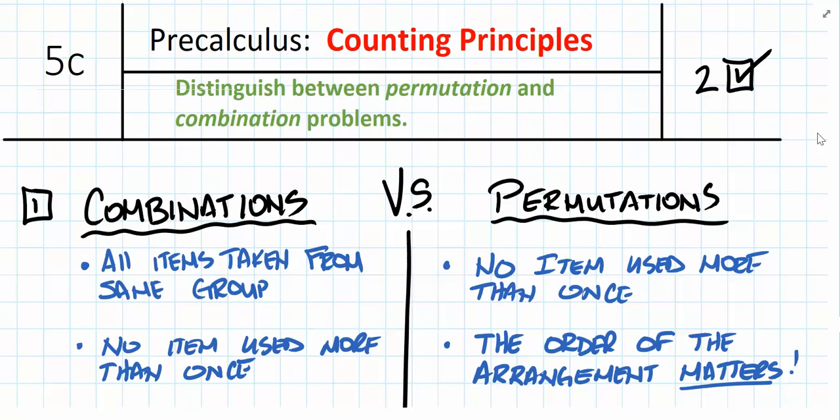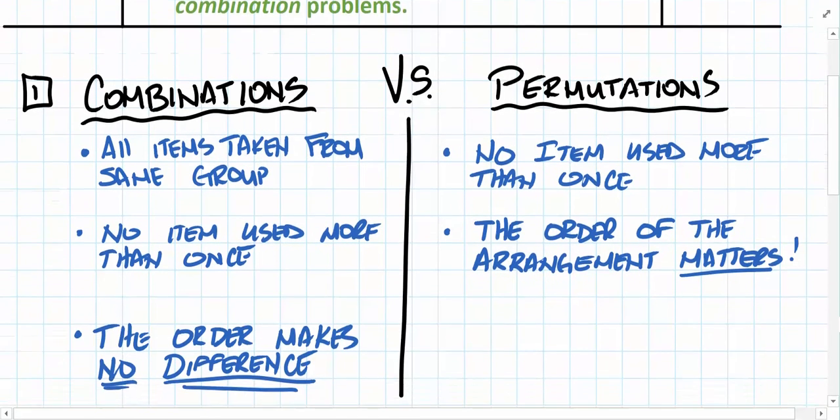Here's Precalculus Concept 5C. We're going to learn the difference between a permutation and a combination, and there's only two boxes. Kind of a short little lesson here.